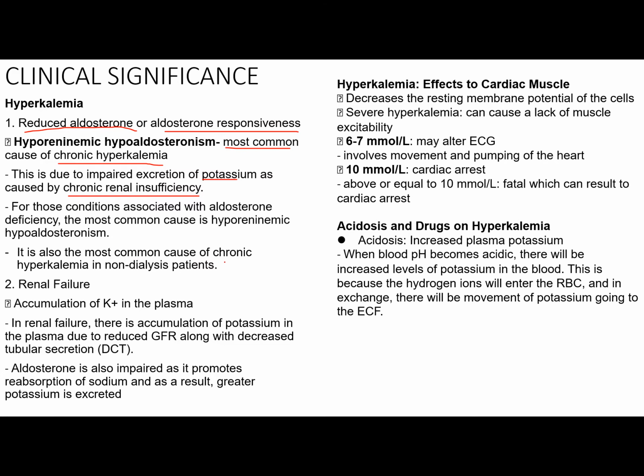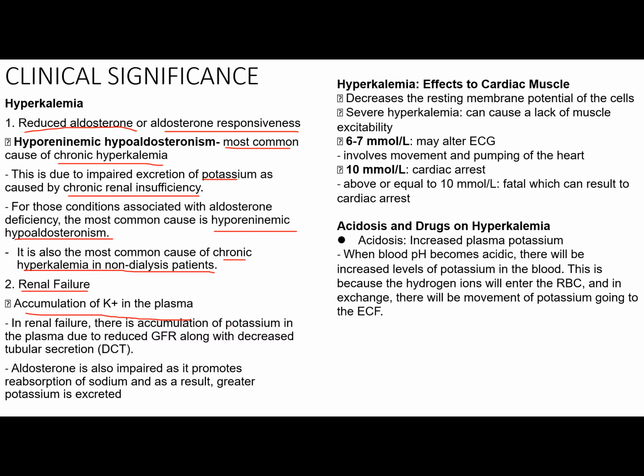Most common cause of chronic hyperkalemia in non-dialysis patients. So if you're a non-dialysis patient, the major cause of increased or prolonged increase of potassium is this so-called hyporeninemic hypoaldosteronism. Then another cause, class, is renal failure. Renal failure is wherein your kidneys are no longer able to excrete potassium. So there would be accumulation of potassium in the plasma.